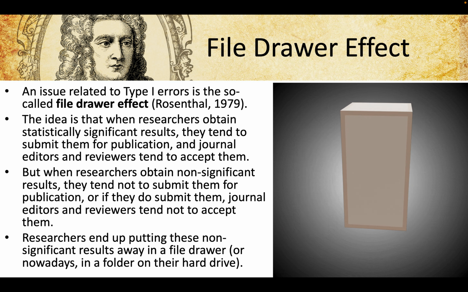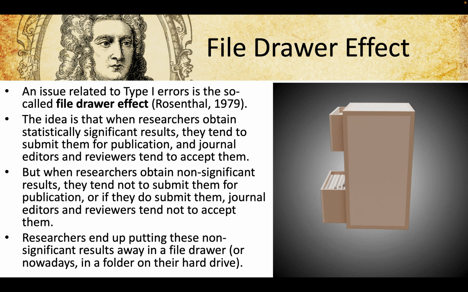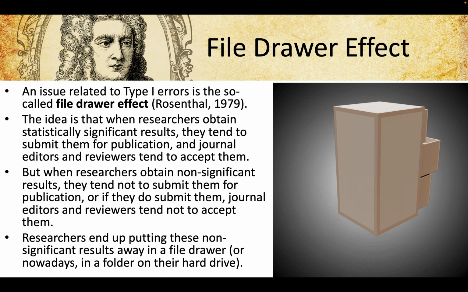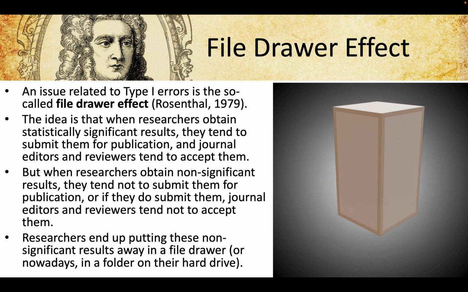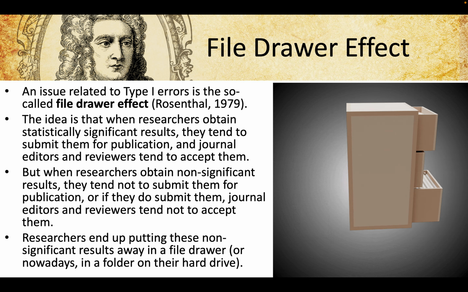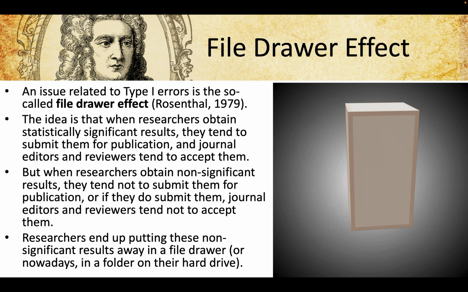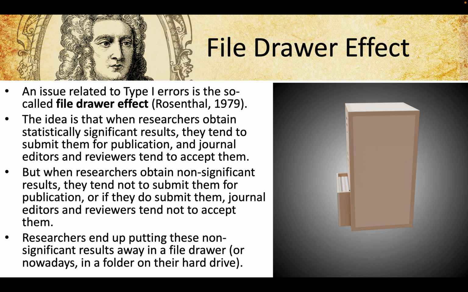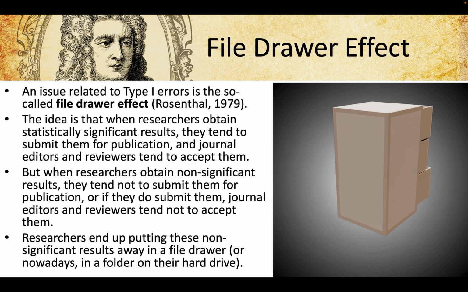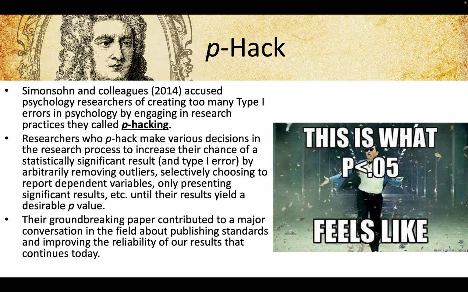An issue related to type 1 errors is the so-called file drawer effect. The idea is that when researchers obtain statistically significant results, they tend to submit them for publication, and journal editors and reviewers tend to accept them. But when researchers obtain non-significant results, they tend not to submit them for publication. And if they do submit them, journal editors and reviewers tend not to accept them. Researchers end up putting these non-significant results away in a file drawer, or nowadays, a folder on our hard drive. And this is known as the file drawer effect.